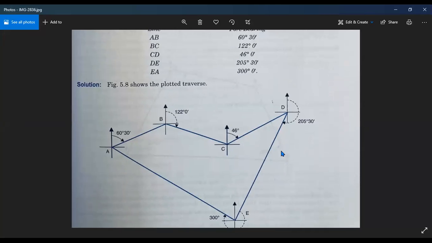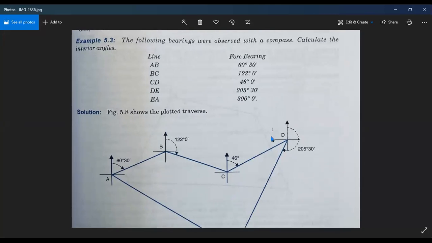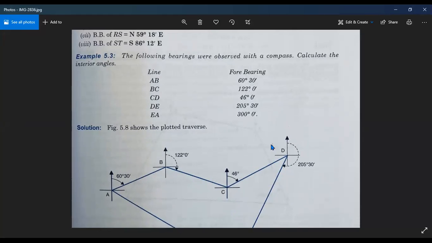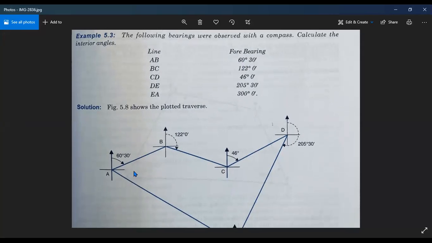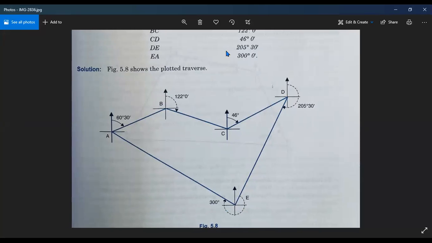Okay. So here one geometrical figure is given, which has 5 sides. The 4 bearings of the lines are given to you. Using these bearings, I need to calculate the included angles between them. So for lines AB, BC, CD and DE, all the bearings are given to you.